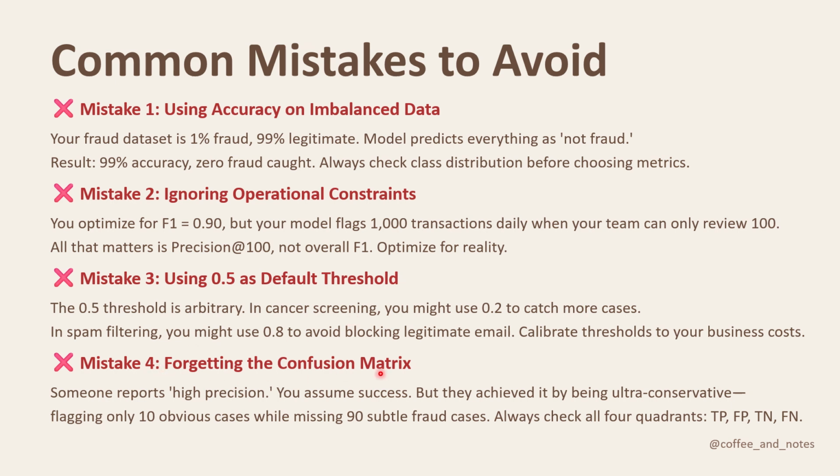Mistake 4, forgetting the confusion matrix. Someone reports we have high precision. You assume success. But what they did was be ultra conservative. They flagged only 10 super obvious fraud cases, achieving 100% precision. Meanwhile, they missed 90 subtle fraud cases. You need to check all four quadrants: TP, FP, TN, and FN. Don't just trust a single metric.